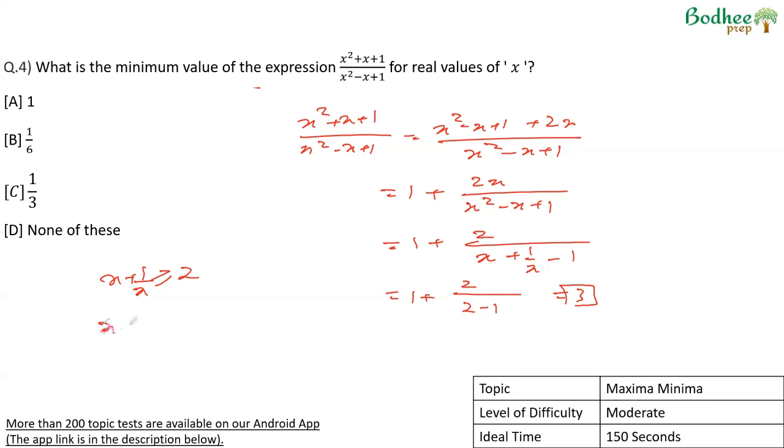Similarly, for negative, we will say x + 1/x is less than or equal to −2. If we put −2 here, we will have 1 + 2/(−2 − 1). So this will give us 1 − 2/3, which will be 1/3. That becomes the minimum value for this expression. Either way, option C was the answer. This could have been the second approach for this question.